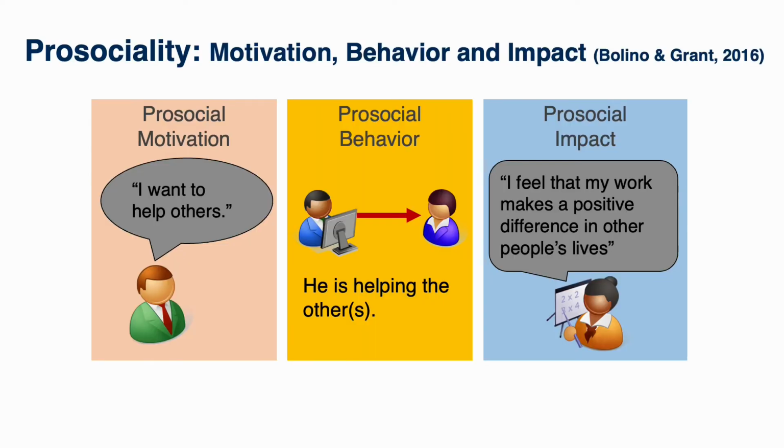One of the key points that enhances shared leadership and collaboration is prosociality. But what is prosociality? Researchers suggested 3 aspects of prosociality: motivation, behavior, and impact. Prosocial motivation is represented like I want to help others. Prosocial behavior is an action to help or benefit others. Prosocial impact is an experience or feeling that you help others. Maybe you can assume that these are important for teamwork and collaboration.